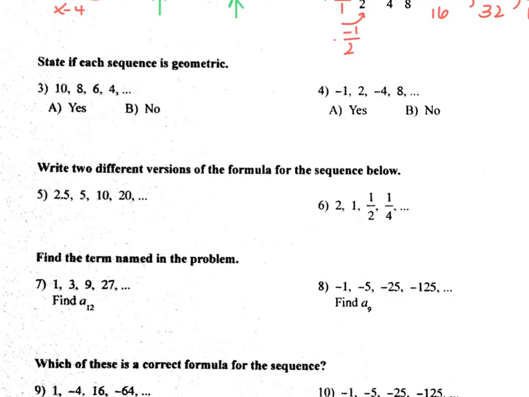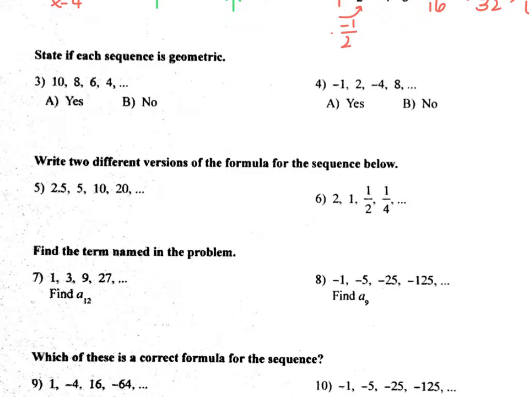All right, questions 3 and 4 say state if the sequence is geometric. You all know that geometric, exponential, patterns of multiplication and division all mean the same thing. So this first one is going to be no. This is subtracting 2 every time, and I'm looking for a pattern of multiplication or division. Question 4 is going to be a yes. In fact, we are multiplying here by -2 every time.